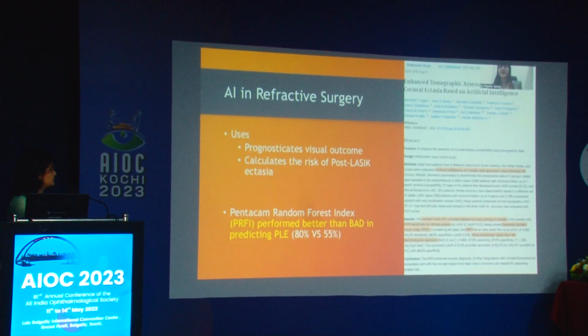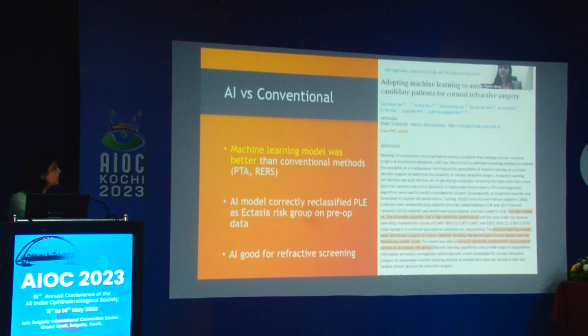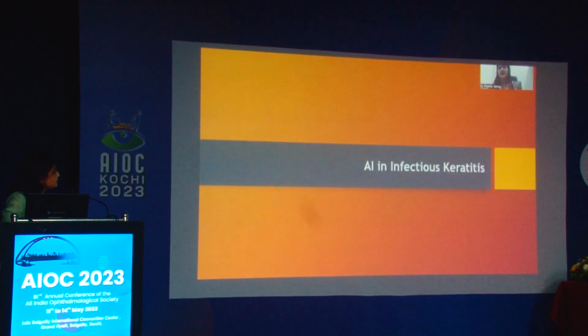It was found that PRFI was way better than BAD in predicting post-LASIK ectasia. Also, the machine learning model was compared with conventional methods of percent tissue altered and Randleman ectasia risk scoring, and it was found that the machine learning model was better. It was correctly able to reclassify patients of post-LASIK ectasia as ectasia risk group on the basis of pre-operative data that was available and fed into these algorithms.